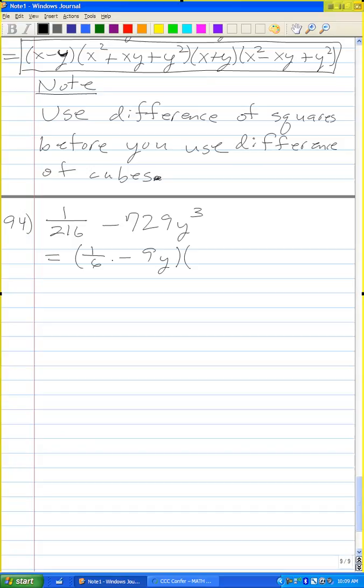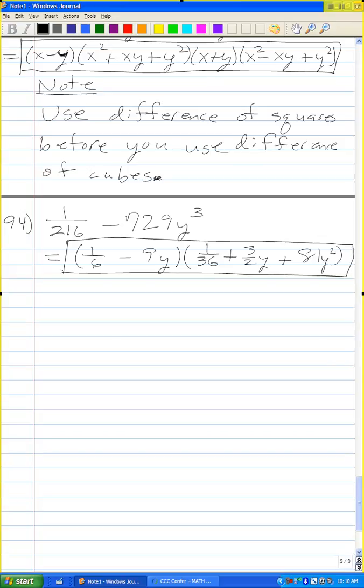Times, well, 1 6th quantity squared is 1 over 36. Change minus to a plus. 9y times 1 6th, well, 9 over 6 can be reduced to 3 over 2. Plus 9y quantity squared is 81y squared. And you are done. Okay. And let's see, I think that might be it for that section. And so I guess we are done.